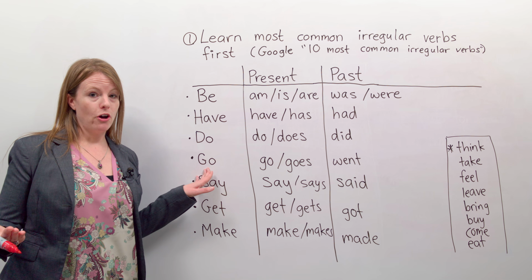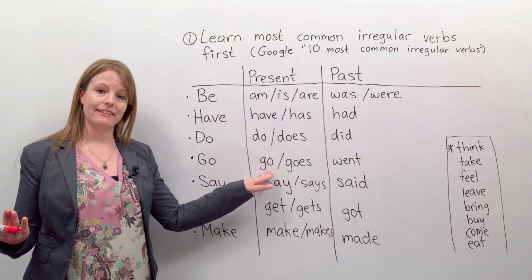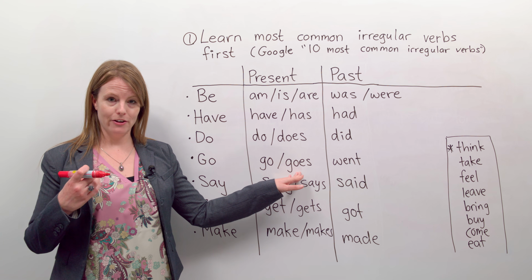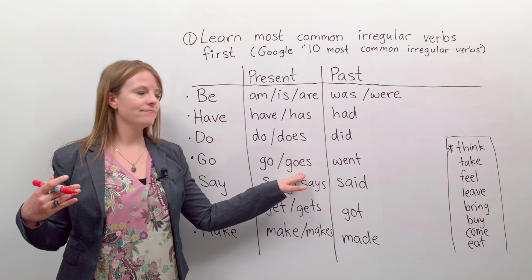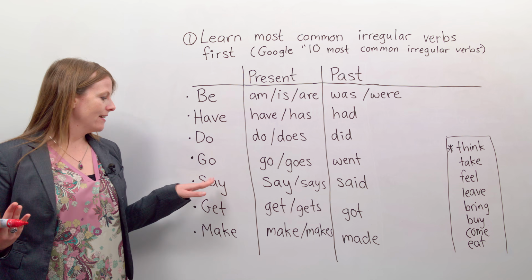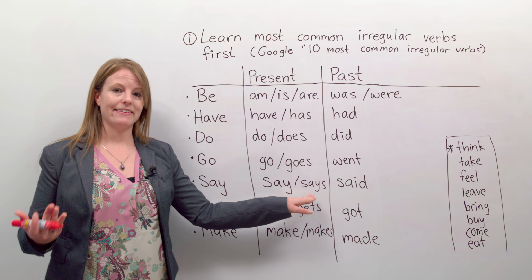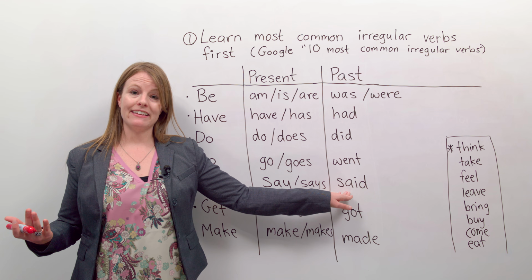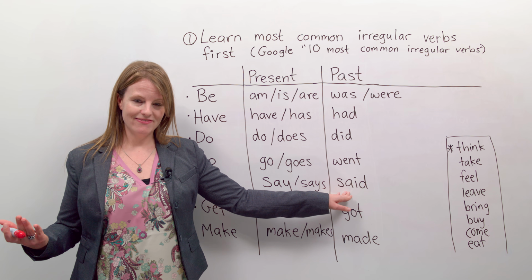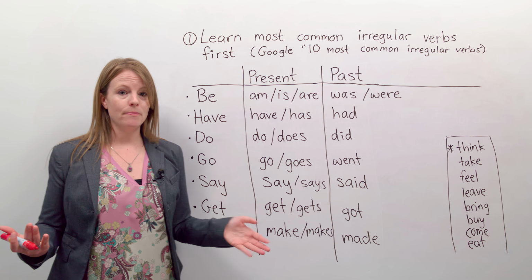The next most common is go. Go in the present tense is go or goes. I go, he goes. In the past tense, it's went. Okay. Say, you probably know say or says. In the past tense becomes said. And you might know all of these already, which is great if you do.